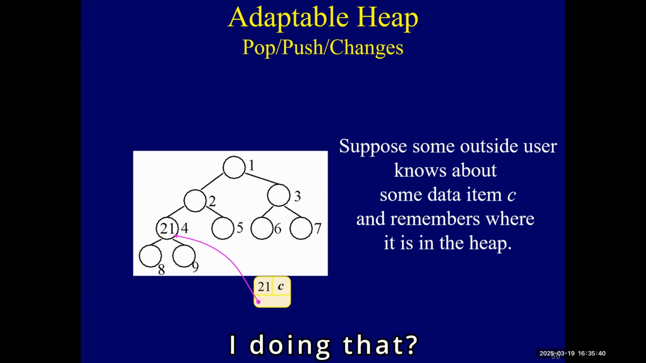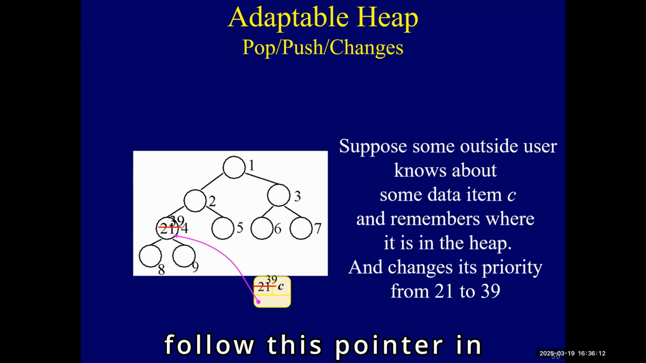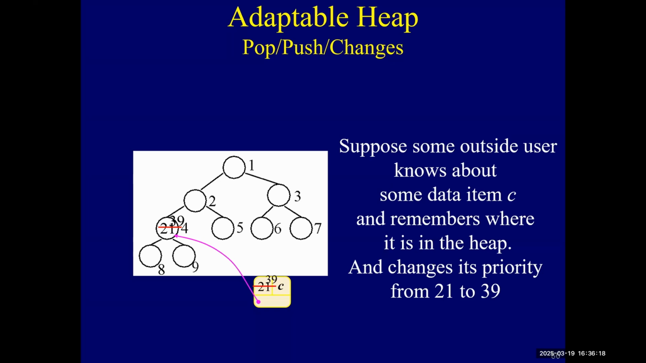For every object C, I know where it is in the heap. Now, why am I doing that? Because the outside user, this is called an adaptable heap, wants to change the priorities. I'm the outside user. Quite frankly, I'm doing Dijkstra's algorithm to find the shortest path, but you don't need to know that. I know that the value of C changed from 21 to 39. It got better, so I'm going to follow this pointer in and change the 21 to a 39. Everybody buy that?